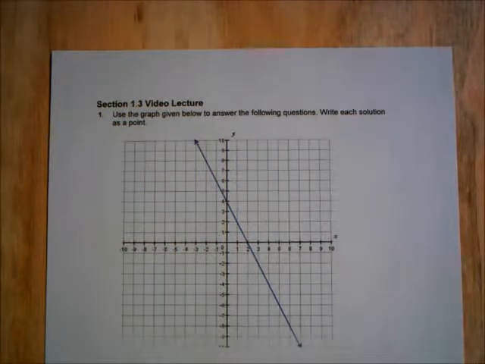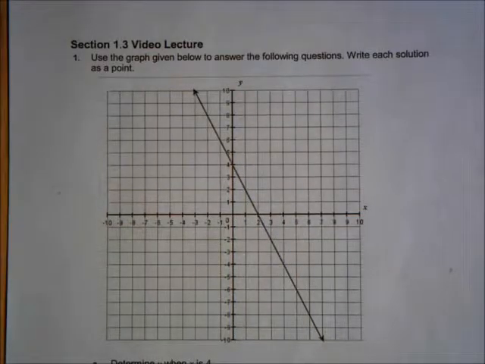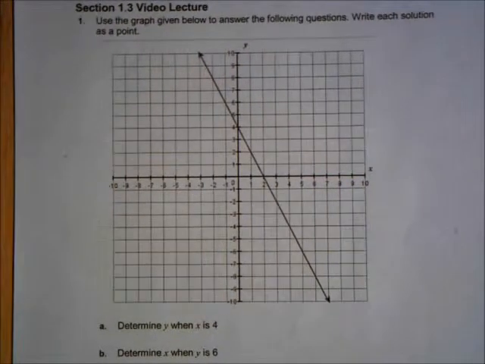Section 1.3, Linear Relations. Well, what that means is we're going to have lines. So here is a line. And the directions are, use the graph below to answer the following questions. Write each solution as a point. First question asks, determine y when x is 4.